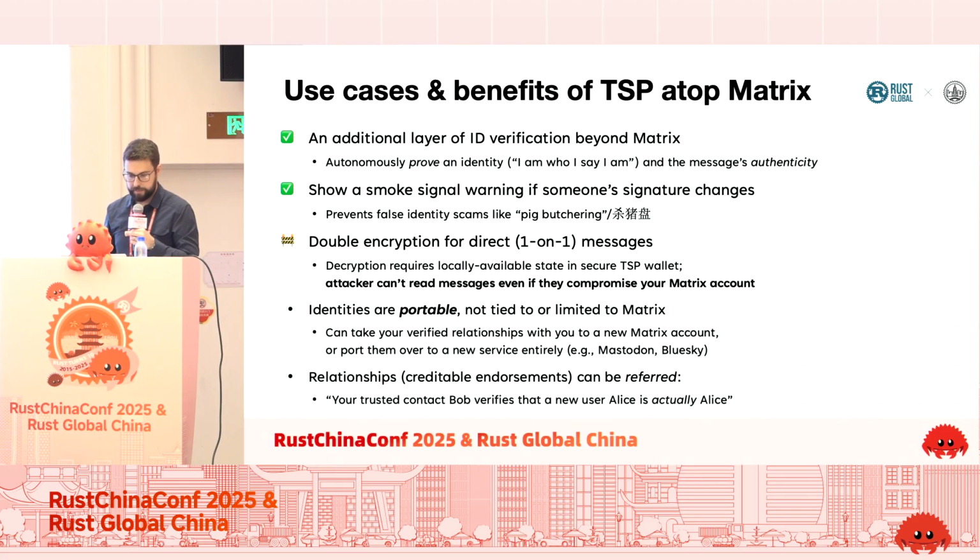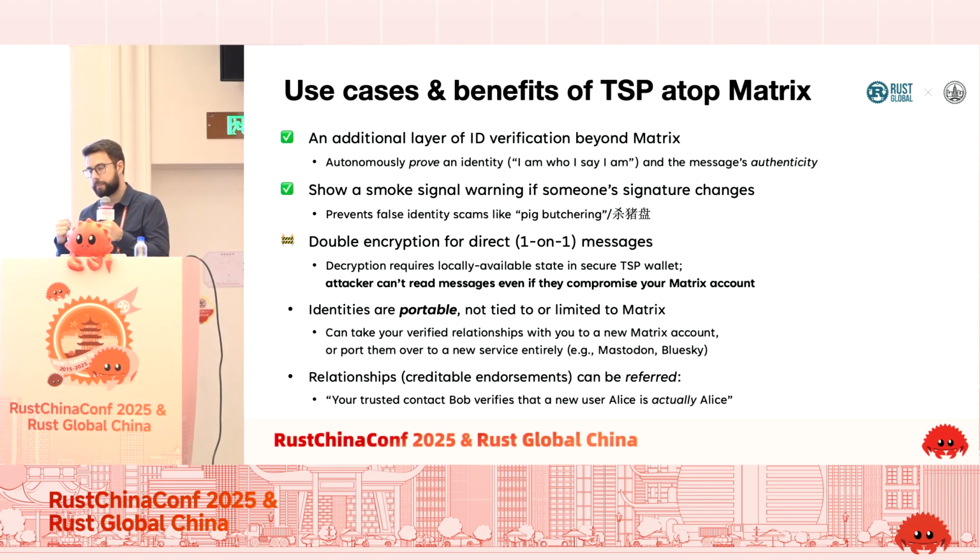Like I said, I'm running out of time, so I'll go quickly. This is an additional layer of ID verification. We prove the identity and the message's authenticity. We can show a warning if someone's signature changes, which can prevent common false identity scams like pig butchering, or shazhupan in Chinese. We can offer double encryption. So those first two things are done. The next thing I'm working on is offering double encryption for one-on-one direct messages in private rooms.